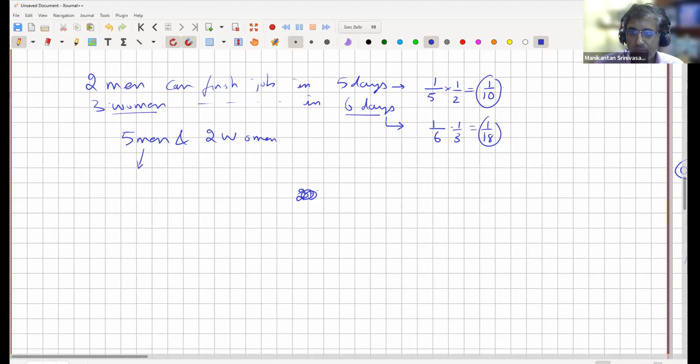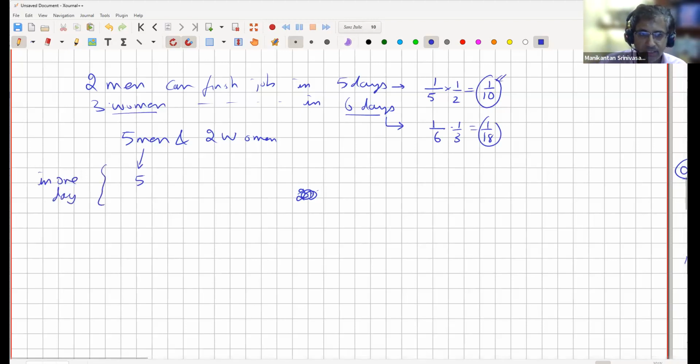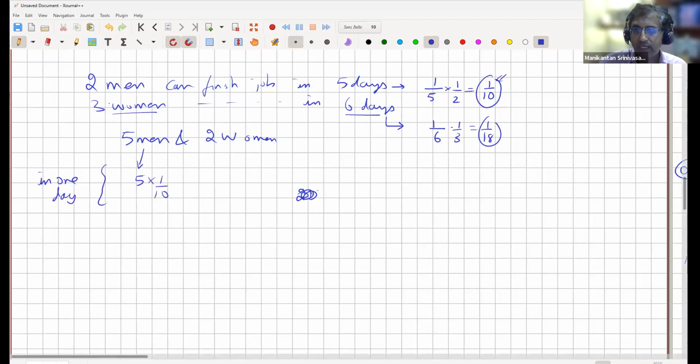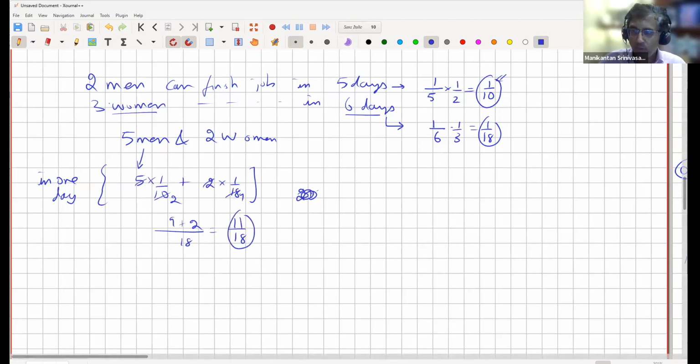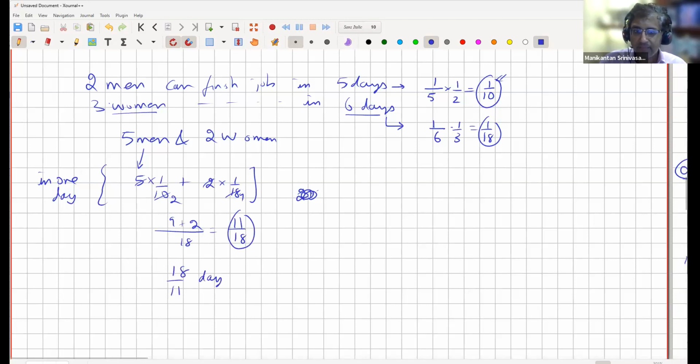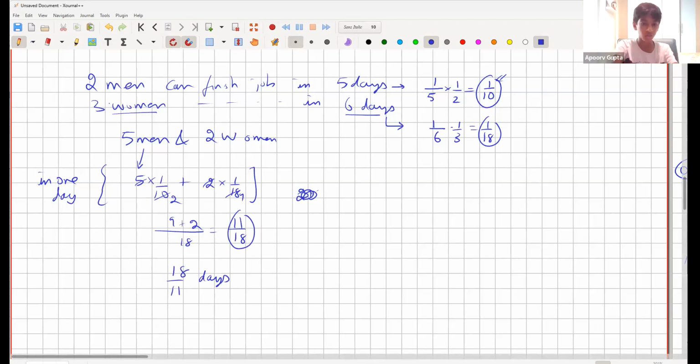So each man is doing 1/10 of the job per day. In one day, how much of the work gets done? 5 men each doing 1/10 of the work, plus 2 women each doing 1/18 of the entire job, and we can add this. So 1/2 plus 1/9, which is 9 plus 2, 11/18. So they're able to do 11/18 of the entire job in 1 day, and therefore in 18/11 days they'll be done with the entire job. Approximately 1.6, something like that.